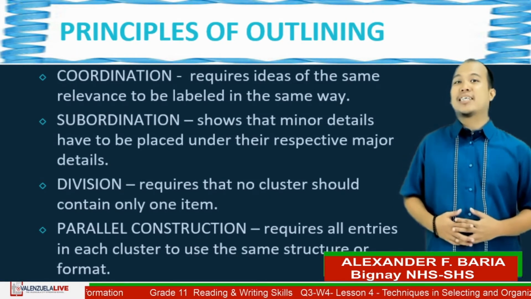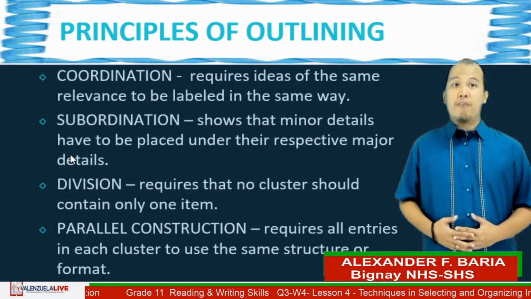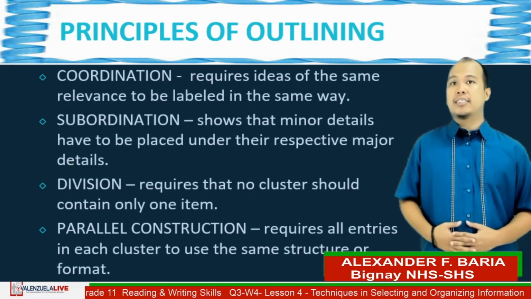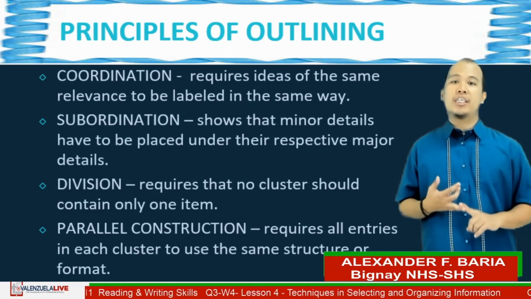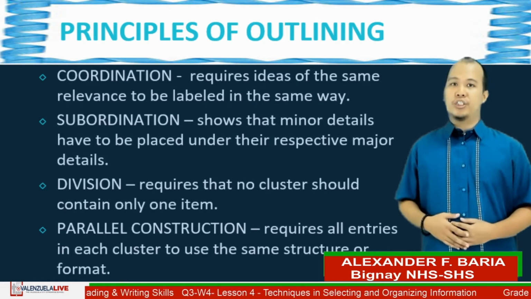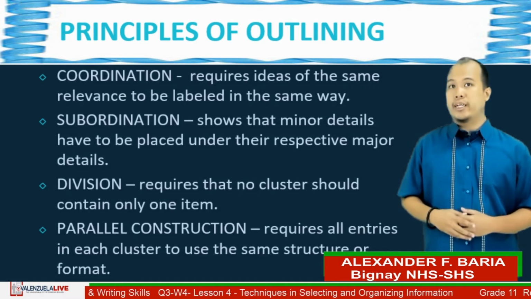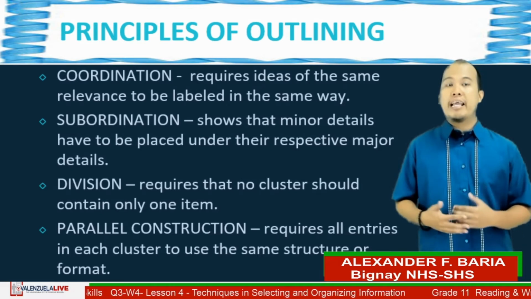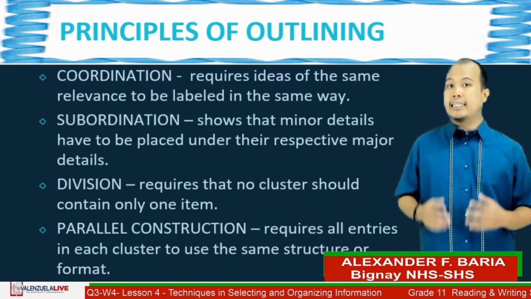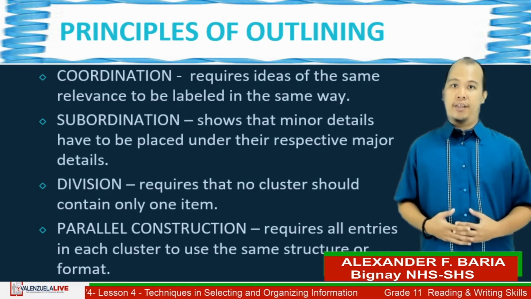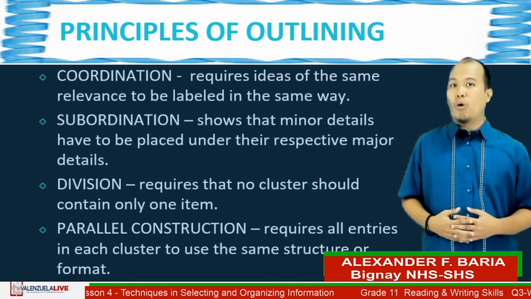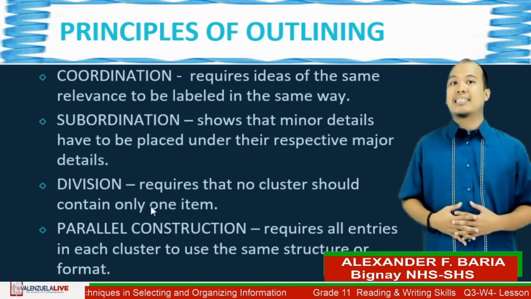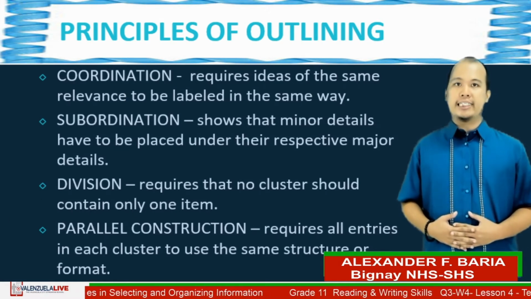In order to know the significance of outlining, the following principles are needed to be remembered. Outlining needs coordination, subordination, division, and parallel construction. Let's start with coordination. It requires ideas at the same relevance to be labeled in the same way. Ideas must be connected with one another. Subordination is also needed because it shows the minor details that have to be placed under their respective major details.